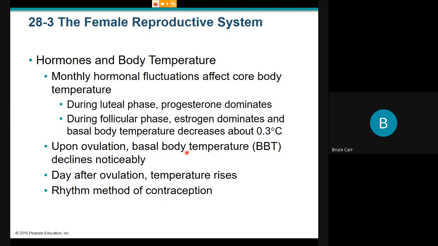Body temperature and hormones are explained here, with specific references to the changes in that body temperature. When ovulation occurs, the basal body temperature declines. The day after ovulation, temperatures rise, and this leads to what is another name, the rhythm method of contraception.